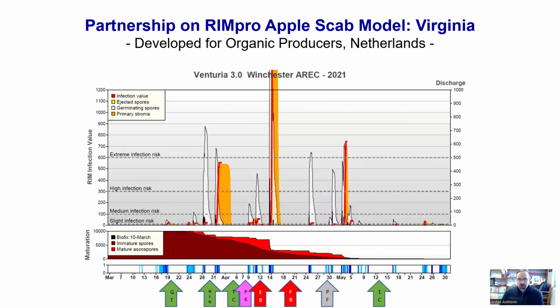So let's now talk more about the RIMpro. In 2016, when I started working at Cornell, this model started being intensively used in the United States. It was developed primarily for organic apple producers in Europe. The headquarters of the company is in the Netherlands, so we started the partnership there. And then when I moved to Virginia Tech, I started a partnership with growers to try to learn how to use this model here in Virginia.